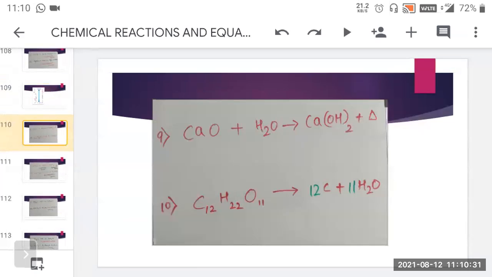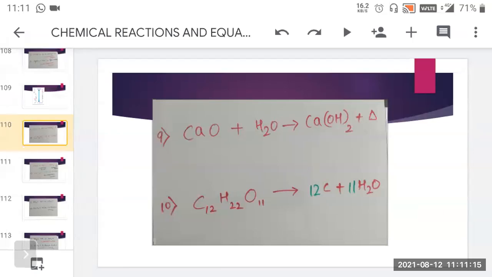Then comes CaO plus H2O gives Ca(OH)2 and heat is released. So the triangle shows the heat released. We will go again one by one with the different types of reaction. First is the combination reaction, which shows two reactants and one product. Here two reactants are there, but you will say, madam, there are two products. How are two products there? Because children get confused when this type of symbol of heat is there. You get confused that there are two products. Now these are not two products actually. The product is only one.